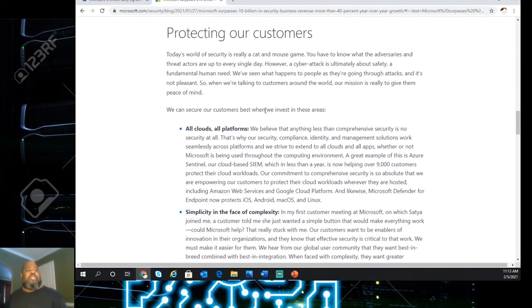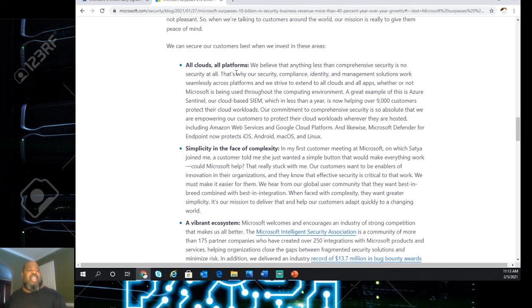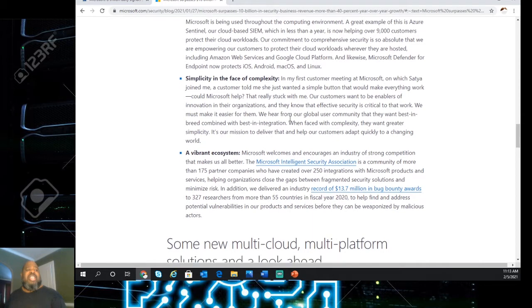We can secure our customers best when we invest in the areas of all clouds, all platforms. We believe that anything less than comprehensive security is no security at all. That's why our security, compliance, and identity and management solutions work seamlessly across platforms. We strive to extend to all clouds, all apps, whether or not they're in Microsoft, being used throughout the environment. So they're actually talking about securing Amazon Web Services, Google's Cloud, using Microsoft Defender, Endpoints, Android, macOS, and Linux. So they're trying to take a holistic approach and secure everything in the cloud.